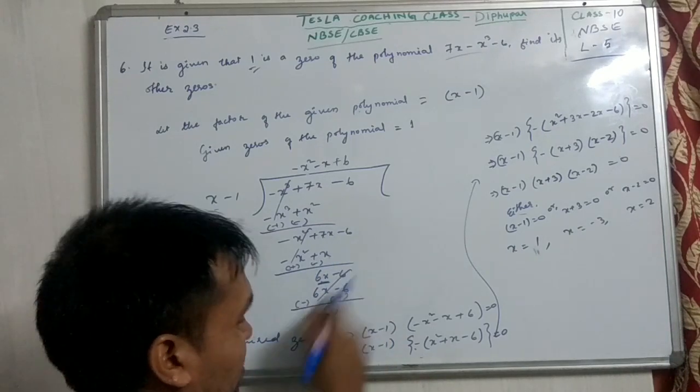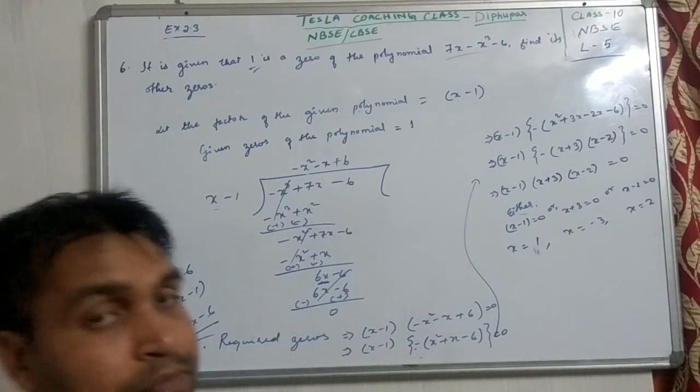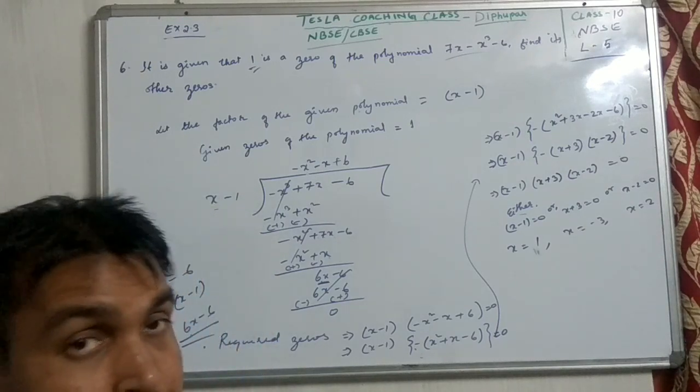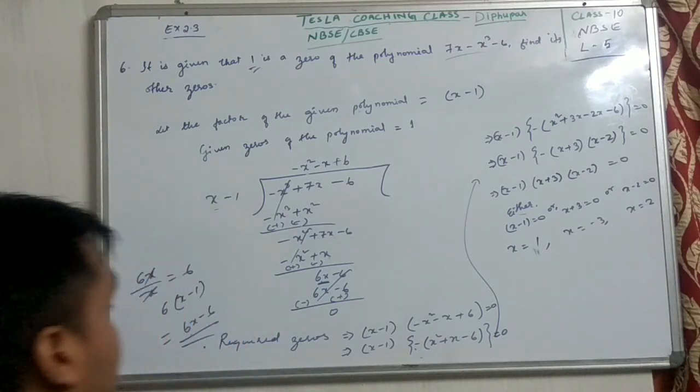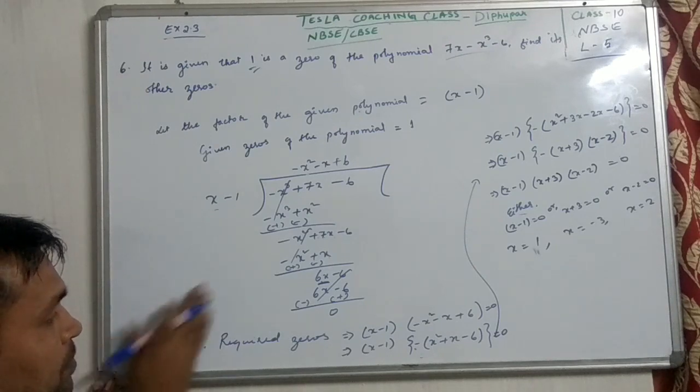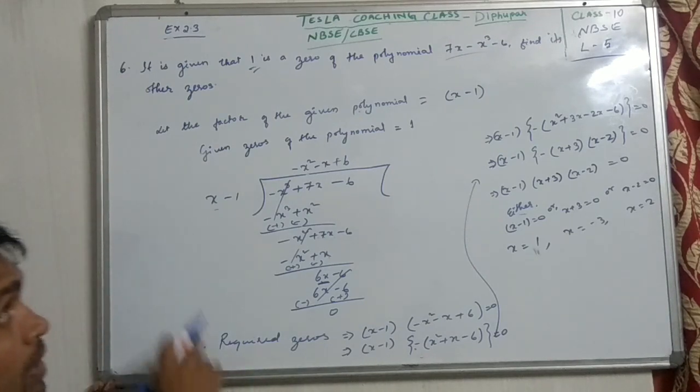Both are equal and opposite, so we have cancelled it. We got the remainder 0. Hope you have understood up to this. Next, we are going to find out, what are they telling us?